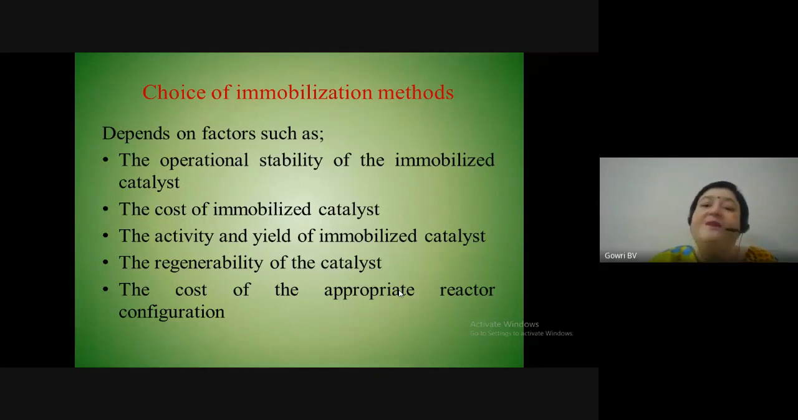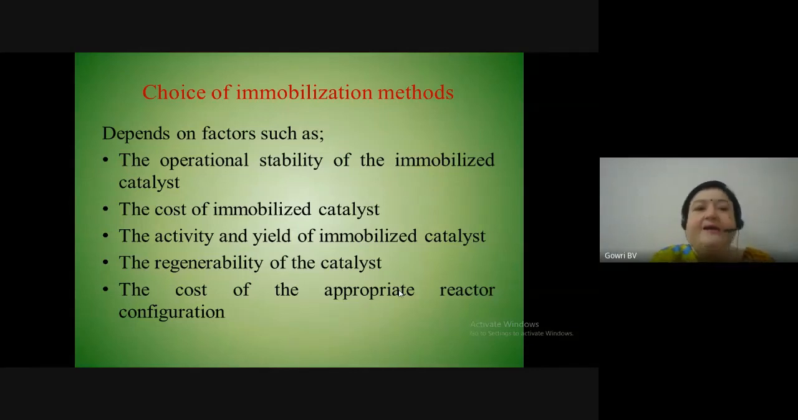And of course, whether the immobilized catalyst will give you a very high and active yield, that is another one. Can the immobilized catalyst be regenerated for its function, is one more thing. And what is the appropriate cost of the reactor configuration? You're going to produce an immobilized cellular enzyme, and what will be the appropriate configuration of the reactor that you're going to use?